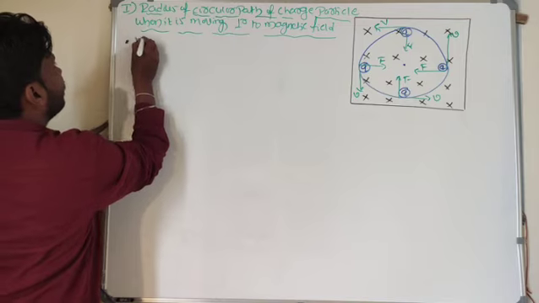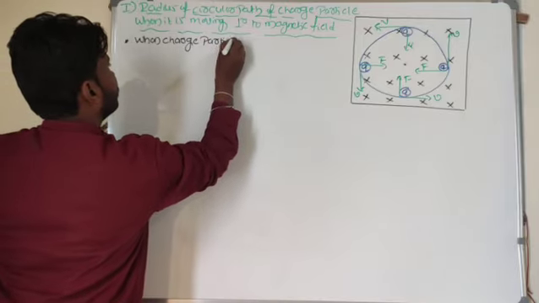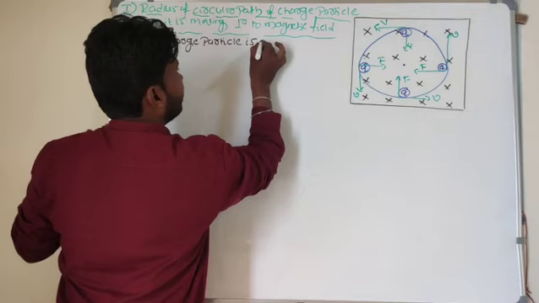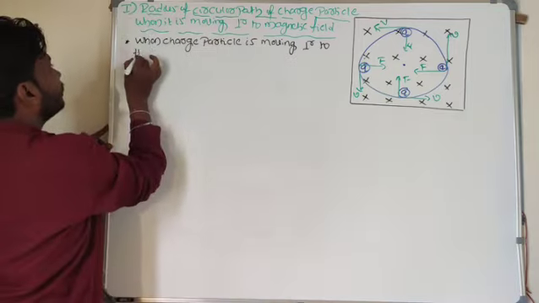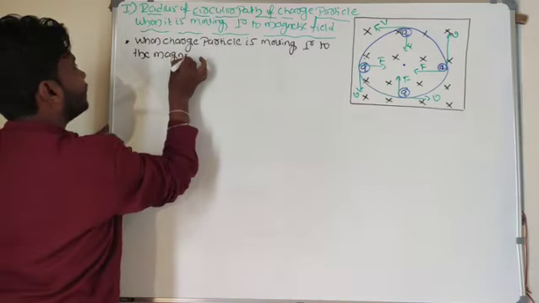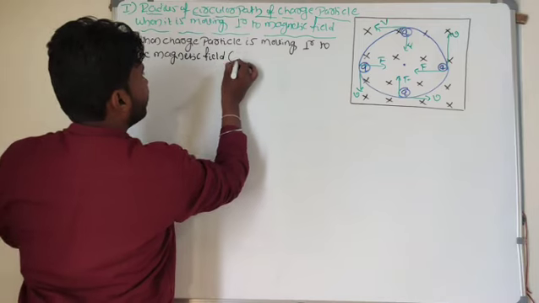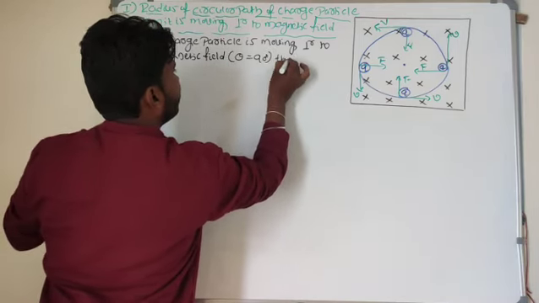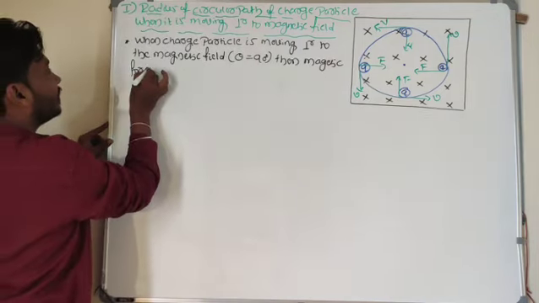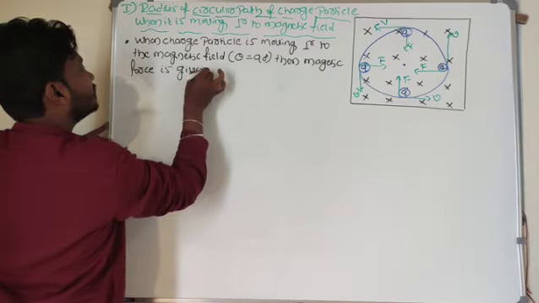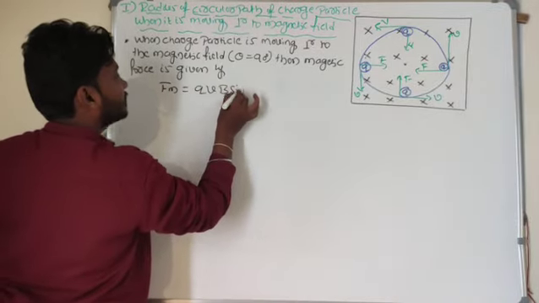Look at here, when a charged particle is moving perpendicular to the magnetic field, perpendicular means theta value is 90 degrees, then magnetic force is given by F of m is equal to QVB sin theta.